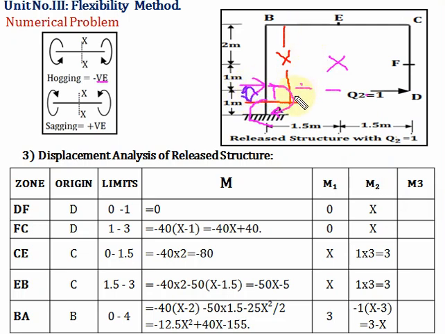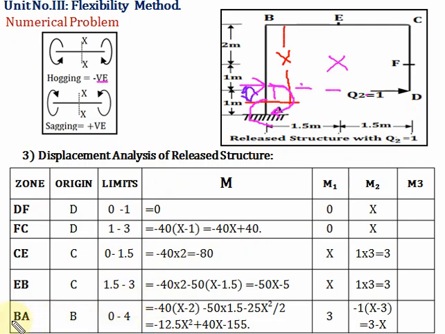So total distance is x minus this much distance, that is 3. So here minus 1 into x minus 3. Okay, so here the bending moment in zone BA is minus 1 into x minus 3. So this became 3 minus x.